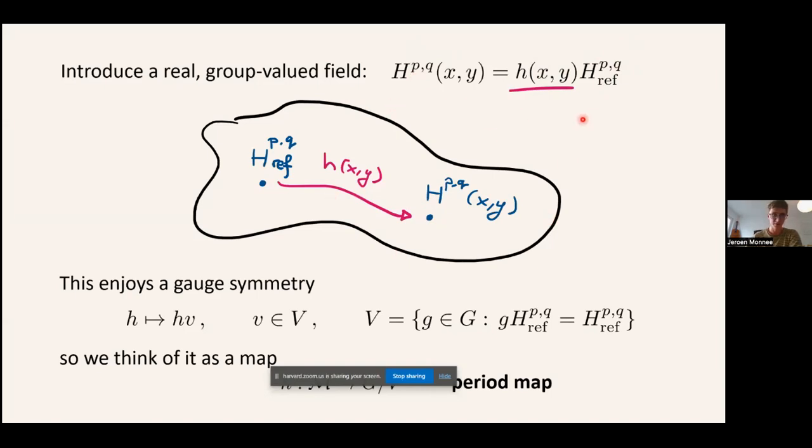Now, immediately from its definition, you can see that this map enjoys what we would call a gauge symmetry. If you multiply H from the right by some element V, which lies in the stabilizer of this reference Hodge structure, meaning it doesn't move the point, then this equation stays the same. So really what you should do is think of this map as being a map from a moduli space to this coset G mod V, where the symmetry has been modded out. And this is what is known in the math literature as the period map.